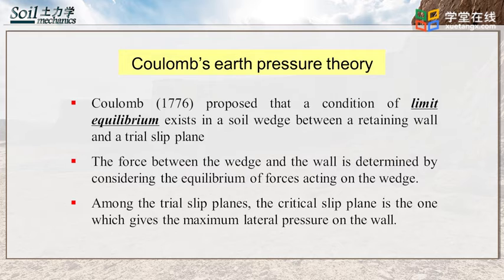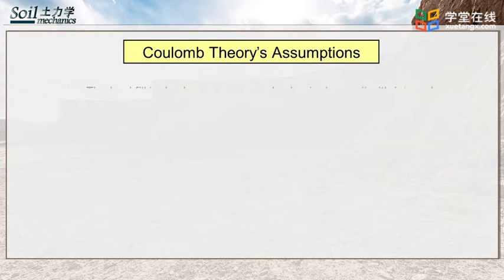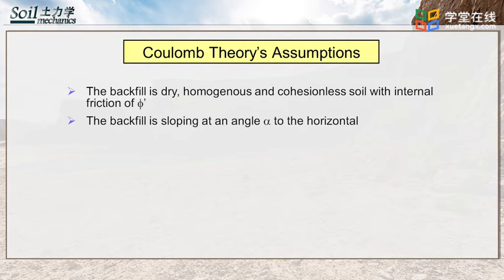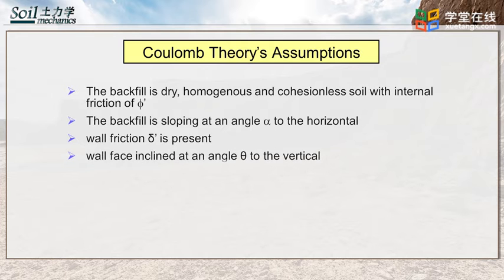on the wall. Coulomb's theory assumes that the backfill is dry, homogeneous, and cohesionless soil with internal friction of phi prime. The backfill is sloping at an angle alpha to the horizontal. Wall friction delta prime is present. Wall face is inclined at the angle theta to the vertical.